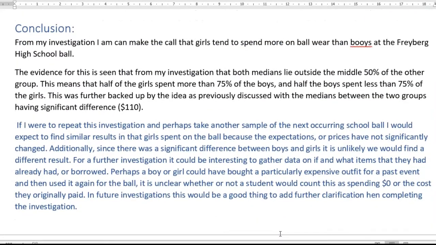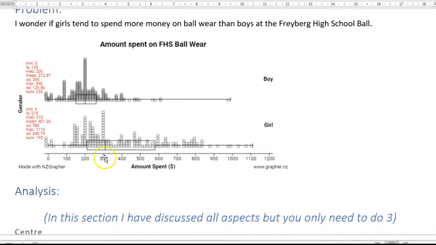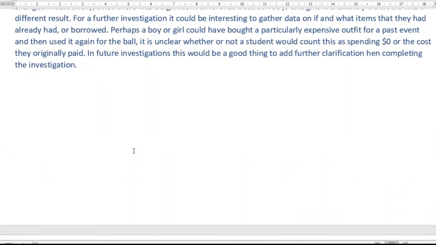Then going on to the conclusion, this is where you firstly need to answer your question. You need to say whether you can make the call about one being larger than the other. Now, looking back up the graph at the top here, you can see this median is outside this group's middle 50%, and this median is 200, which is outside this middle 50% here, because their lower quartile is 210. So both medians are outside each other's middle 50%. So we can make the call, which is awesome.